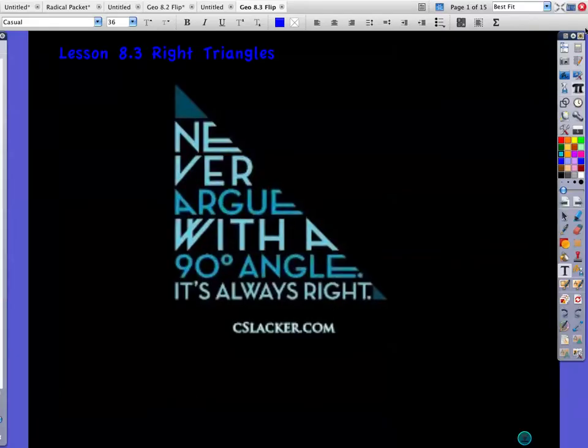8.3, right triangles, and technically we call them special right triangles because the same rules seem to keep applying over and over again. And this little triangle says, never argue with a 90-degree angle. It's always right.